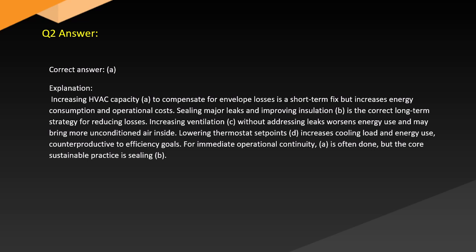Increasing HVAC capacity to compensate for envelope losses is a short-term fix but increases energy consumption and operational costs. Sealing major leaks and improving insulation (B) is the correct long-term strategy for reducing losses. Increasing ventilation (C) without addressing leaks worsens energy use and may bring more unconditioned air inside. Lowering thermostat set points (D) increases load and energy use, counterproductive to efficiency goals. For immediate operational continuity, A is often done, but the core sustainable practice is sealing (B).